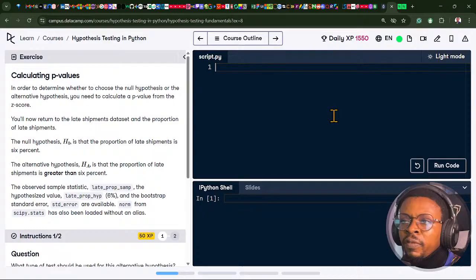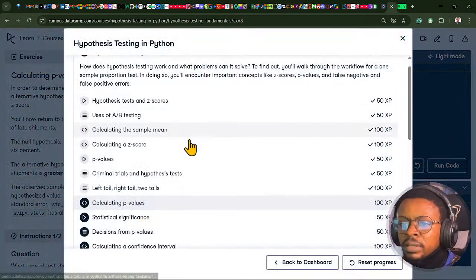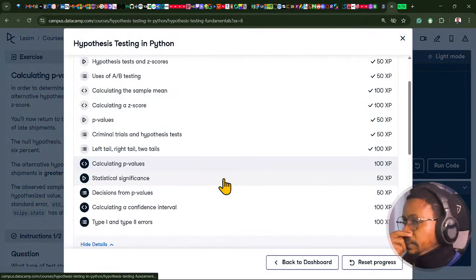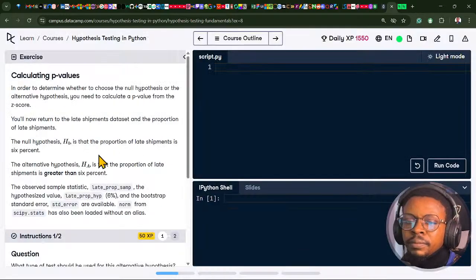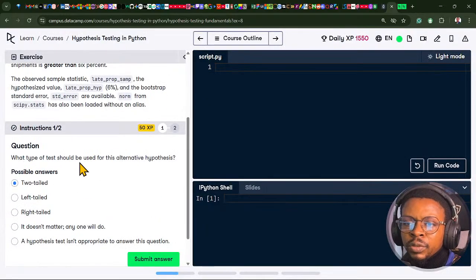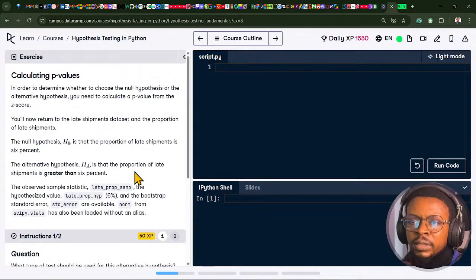Okay. Calculating p-values. Let's calculate p-values in this instance. So what type of test should be used for this alternative hypothesis? Okay.